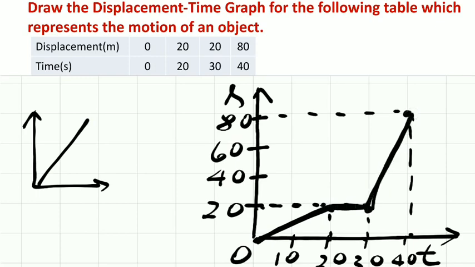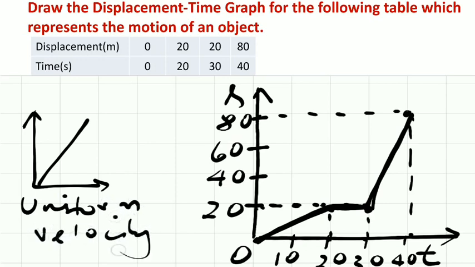So we can differentiate between them. This is the graph where uniform velocity. In this case the velocity is uniform, but here the velocity is non-uniform.